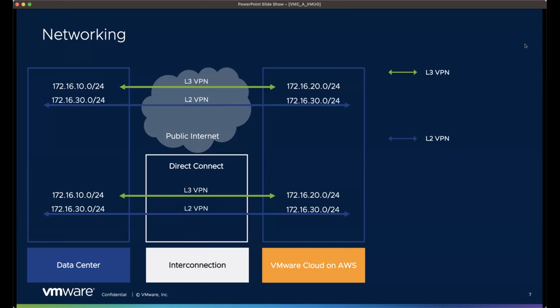Now, the second option would be a layer 2 VPN, which gives us the option to run the same networks across both sides, right? This isn't necessarily the optimal way if we consider that we still have to have the default gateways of our workloads somewhere, but for certain scenarios, yeah.